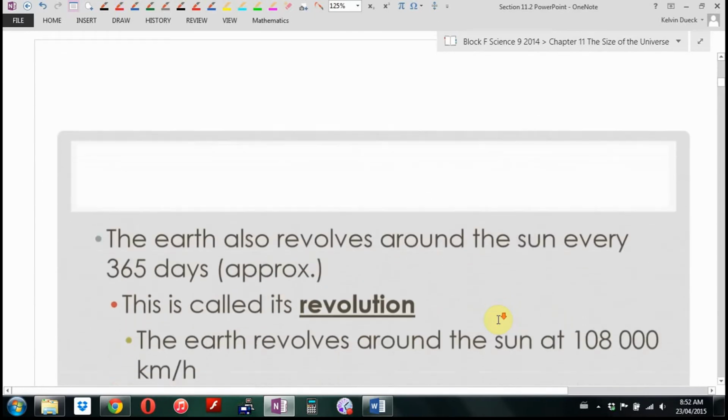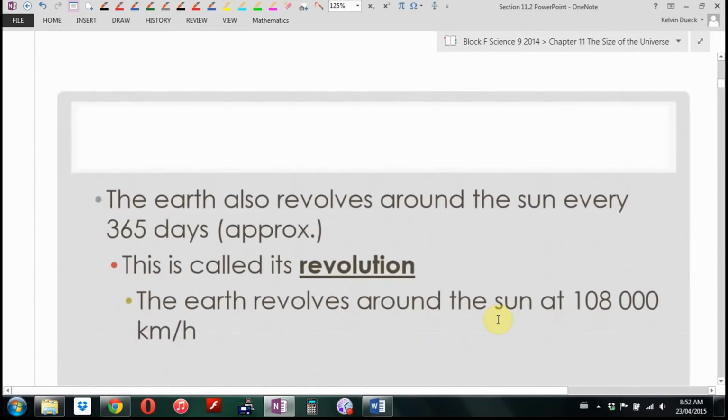Then, the Earth also revolves around the sun every 365 days, approximately. What do we call this revolution around the sun every 365 days? We give it a name. It begins with the letter Y. A year. We call the Earth's rotation a day. We call the Earth's revolution a year.